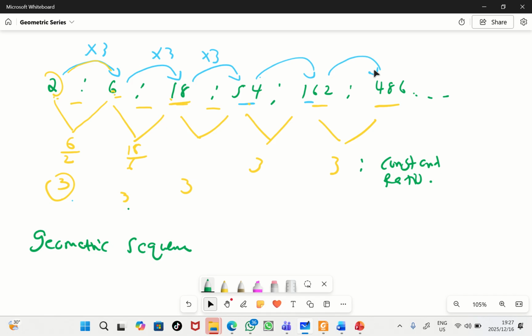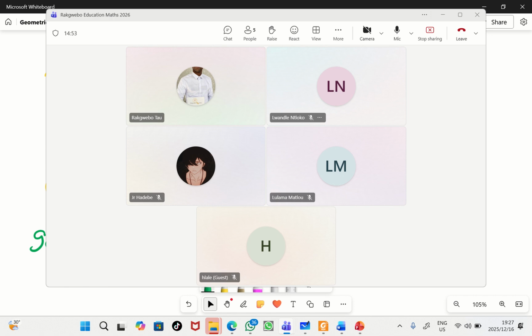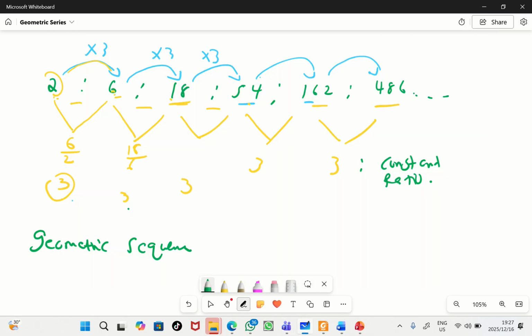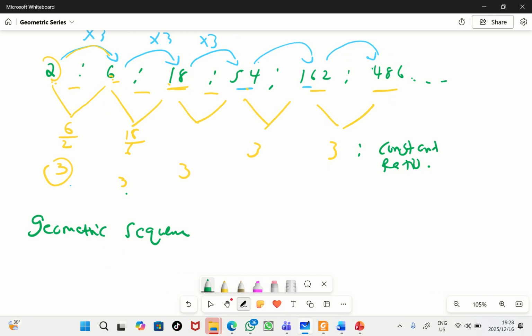Come on. No questions. All right. So now, since you guys understand, Lwandle, do you understand what a geometric sequence is? Proper stuff, proper stuff.